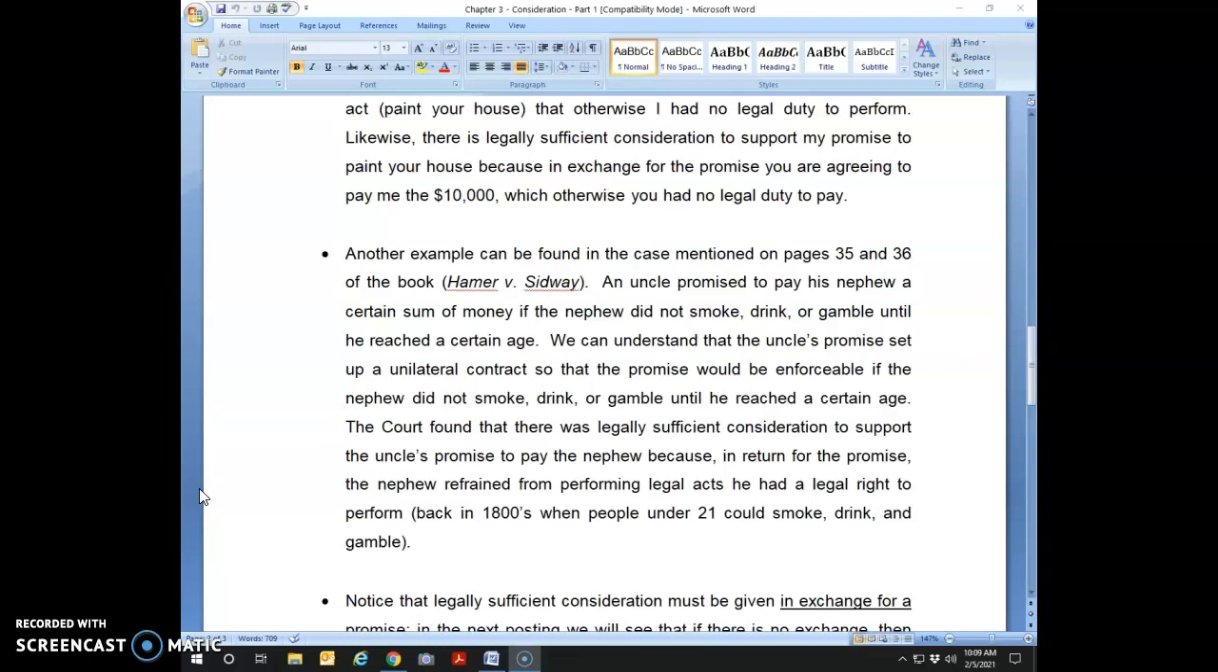And the uncle says, well, if you don't do these things, I believe it's until the age of 21. If you don't smoke, drink, or gamble until the age of 21, I'm going to pay you X amount of dollars. And so the kid reaches the age of 21. He tells his uncle, I haven't smoked, I haven't been drinking, and I haven't gambled. And the uncle said, I know.